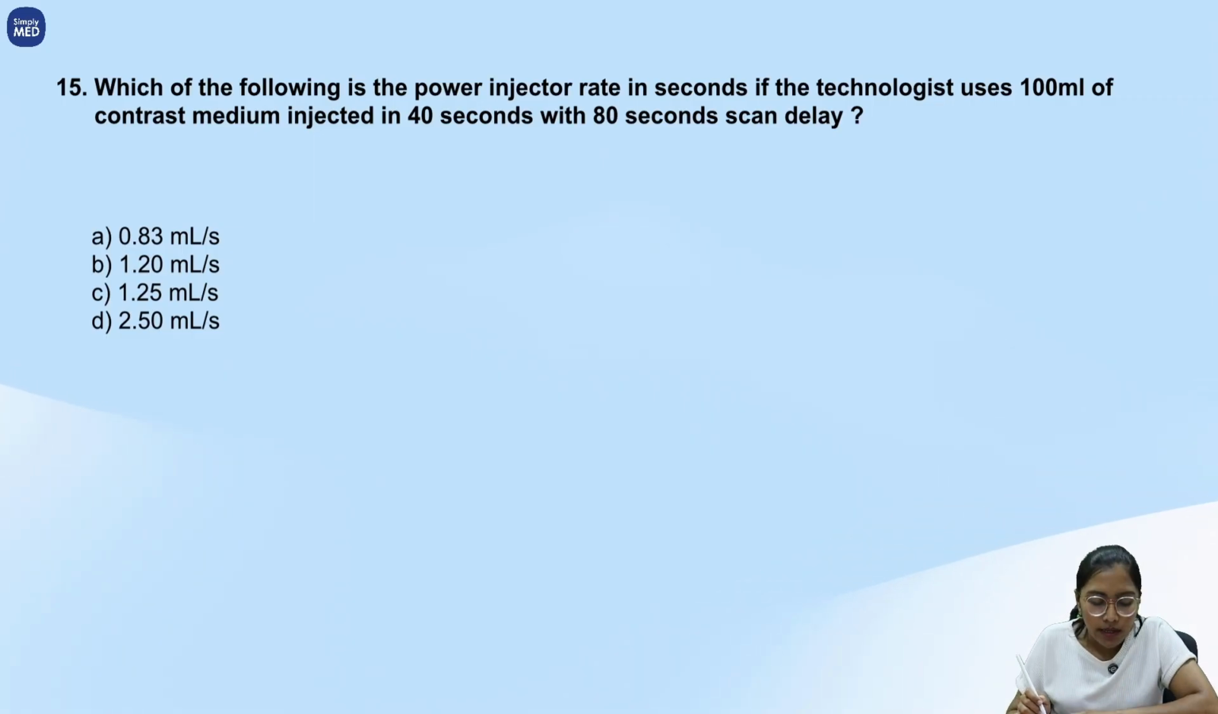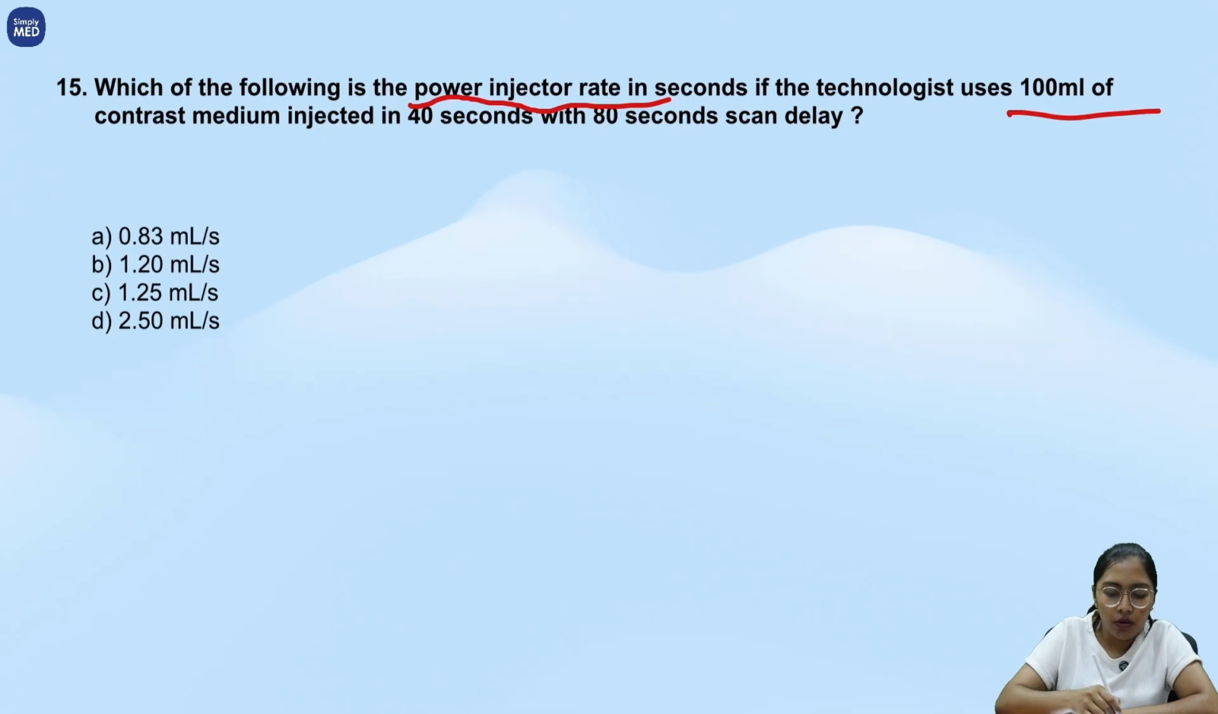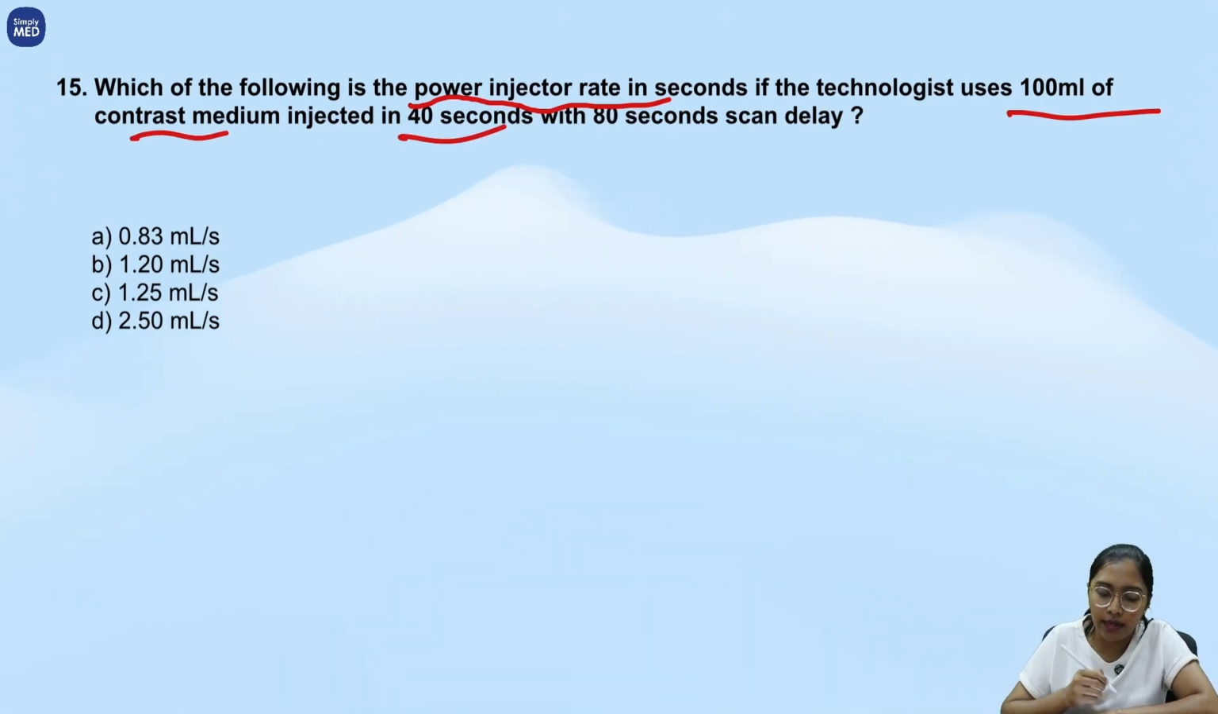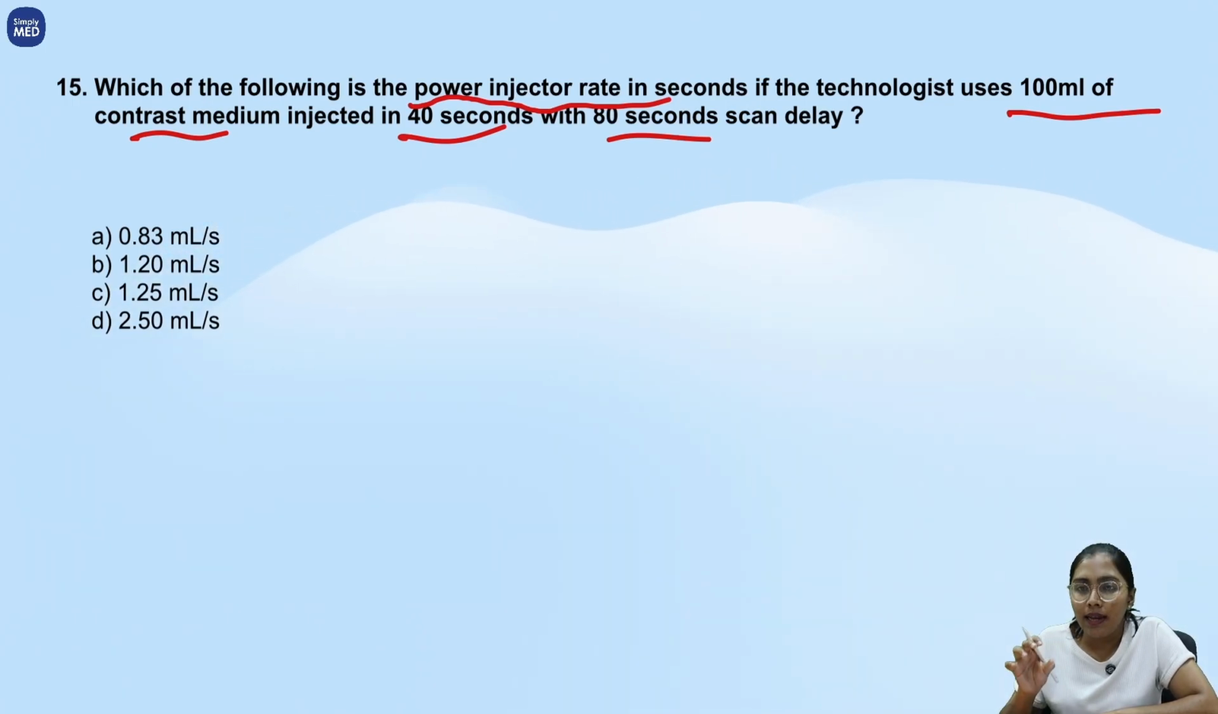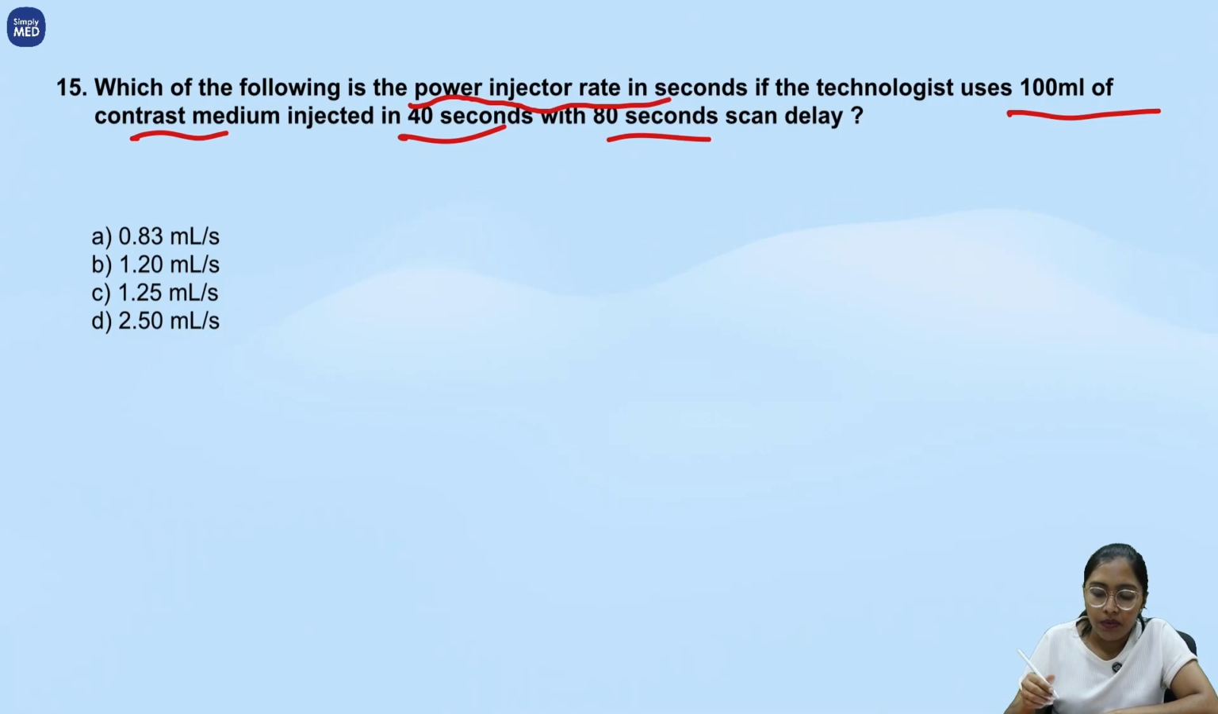This one is: which of the following is the power injector rate in seconds if the technologist uses 100 ml of contrast medium injected in 40 seconds with 80 seconds scan delay. In CT we give contrast using a power injector. In that we can select the specific amount of contrast, the time and the flow rate. So the question is to find the flow rate or power injector rate, which means the rate at which the contrast is going through the vein of the patient. The speed, in essence.